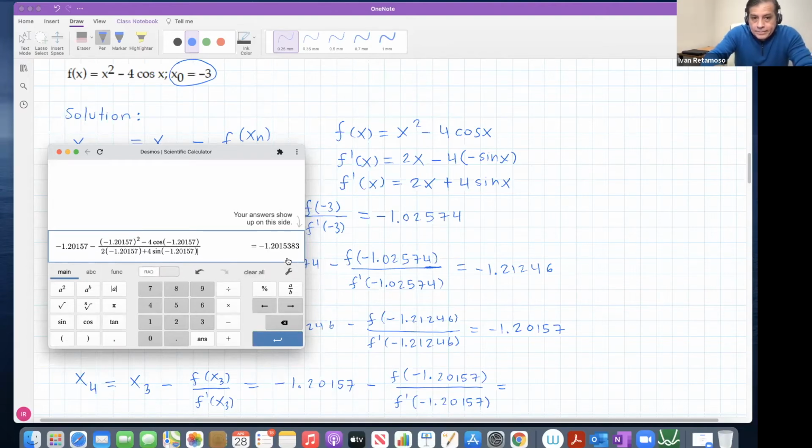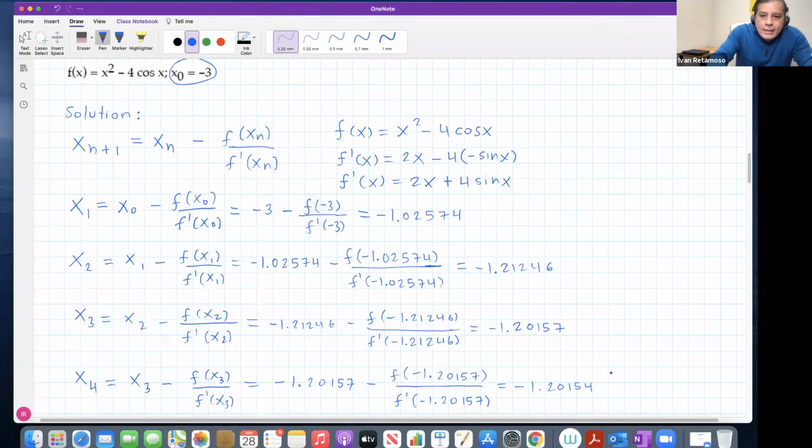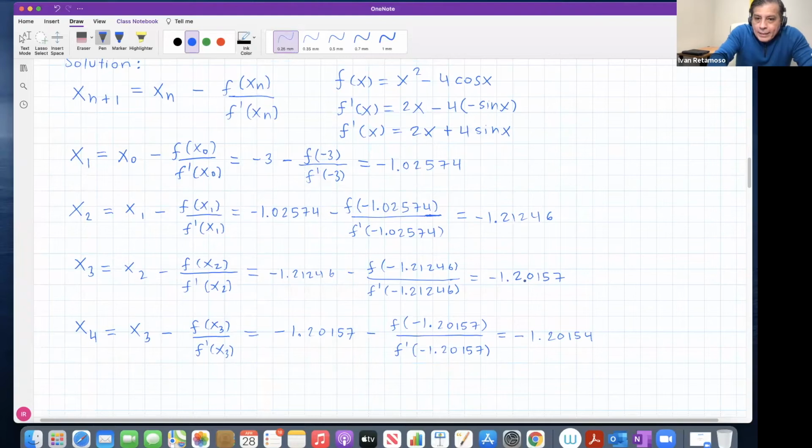Now look at this. You can see that this has become rounded to 5 decimal places, negative 1.2015. Since this is 8, this has to be 4, so negative 1.20154. We are very close to the end, because notice that before only 2 decimal places were repeated, but now 3 decimal places are repeated. It's getting stabilized, so it will probably take just one more time, and then we will stop.